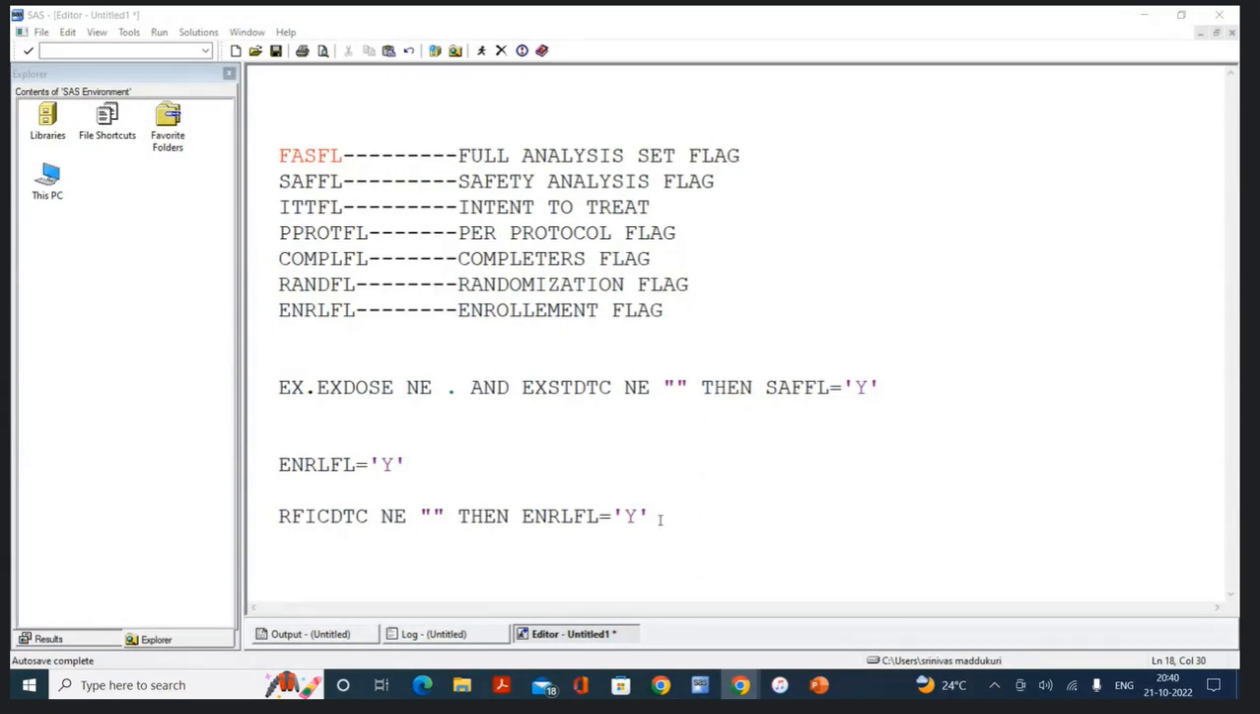Now, then we are going to have the next variable called RANDFL, randomization flag. Now, you only tell me for which subjects we are going to have RANDFL equal to Y.